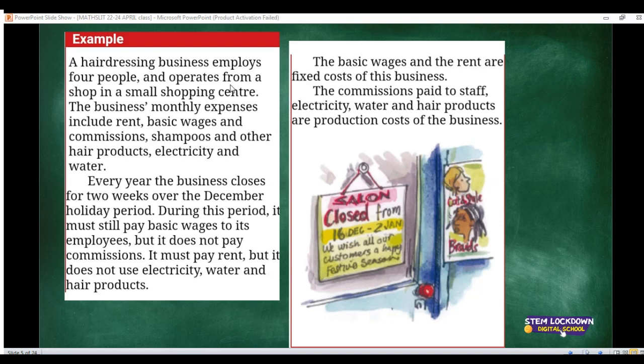And it will also be unfair to employees if they're not getting any wages, because they did not choose to sit at home and do nothing. It is a lockdown which is enforced on everyone. So everyone needs to listen to the commands that are given to us. So you understand how this works, fixed costs and production costs. At times it is fair, at times it is unfair, but it is what it is.